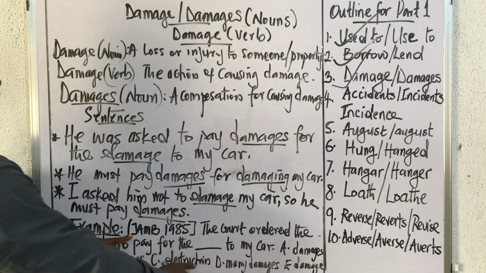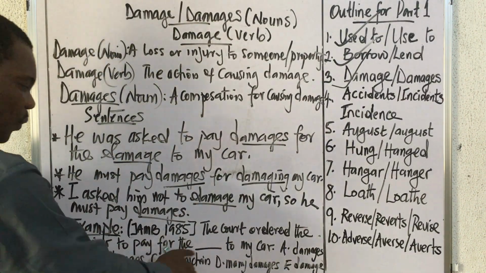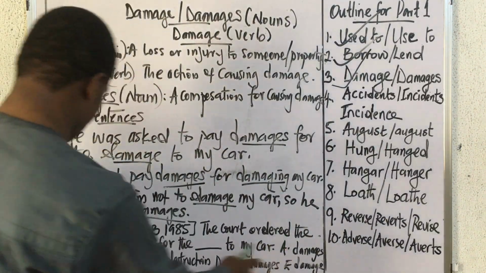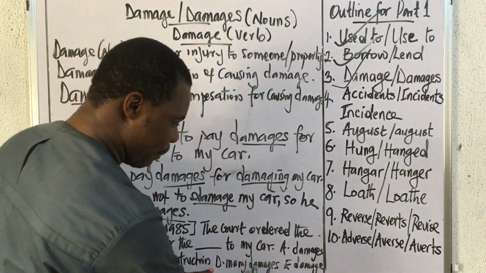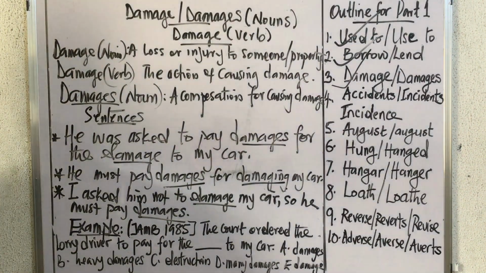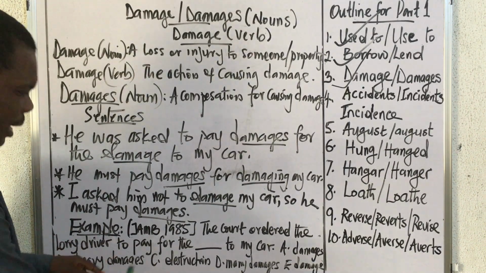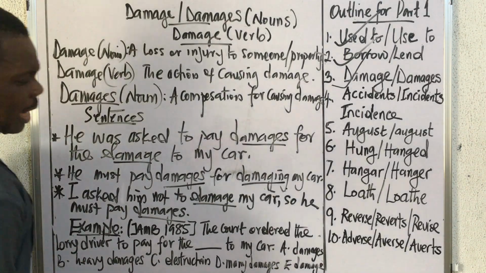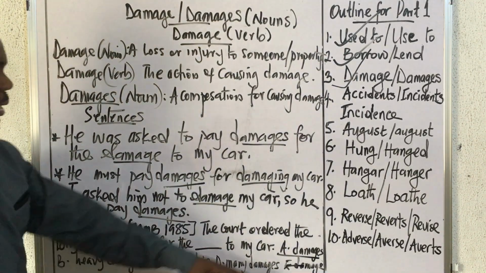JAMB 1985. The court ordered the lorry driver to pay for the damage to my car. A. Damages. B. Heavy damages. C. Destruction. D. Many damages. E. Damage. Good. So here we come. Now this is the court asking someone to pay. What will the court ask someone to pay? The court cannot ask someone to pay damage. It is what? Damages. So the correct answer is what?